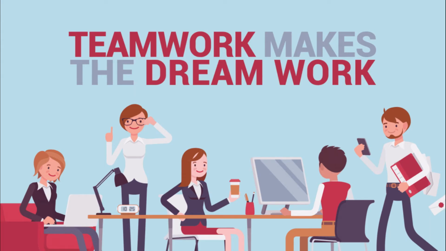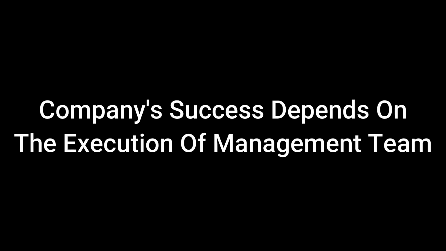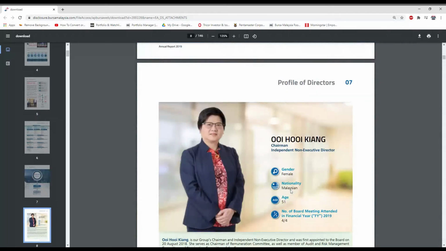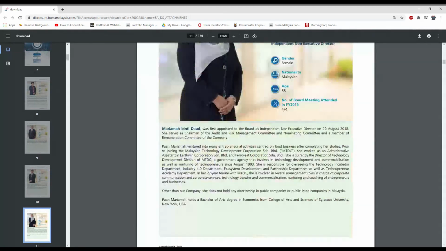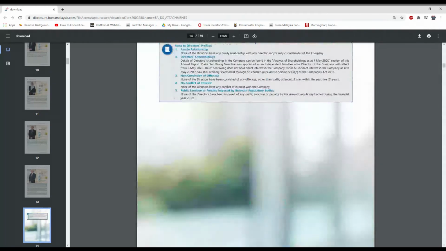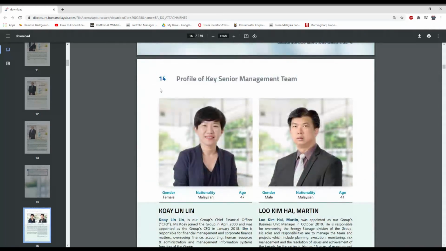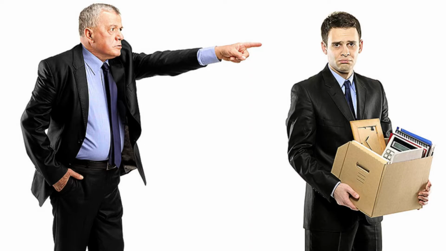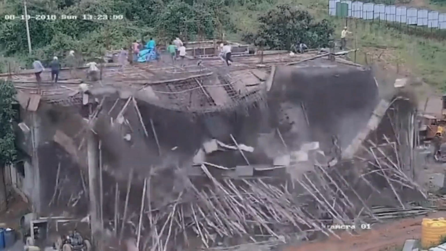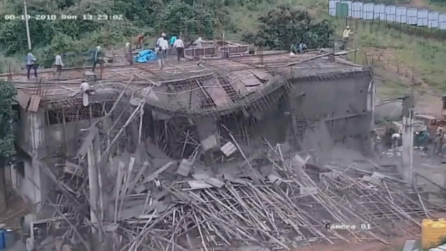The other half will be the management team, which is also equally important. A company's success is highly dependent on the execution of the management team. That being said, it is very important for you to study the directors and management team's background, history, and achievements so that you will know whether they have the experience and technical expertise of running the company. If you came across a company that changes their board of directors regularly, chances are the management team's foundation is not so solid, and as a result, it may negatively impact the business performance.